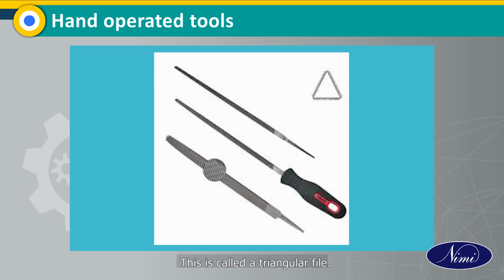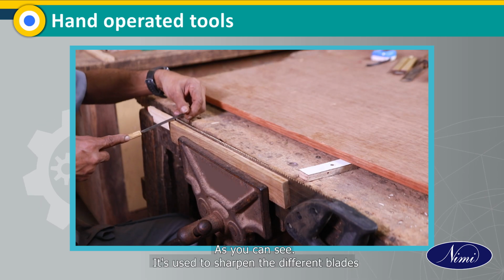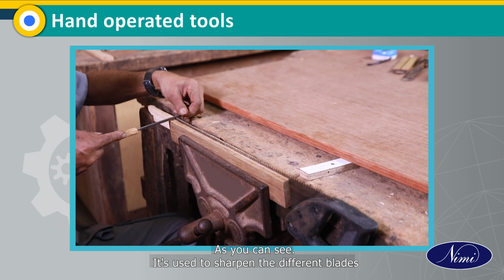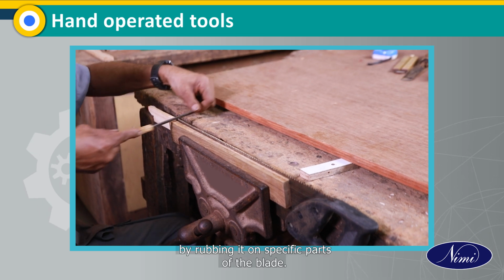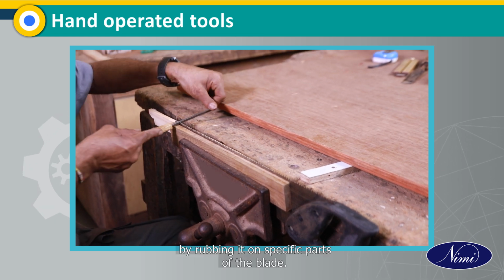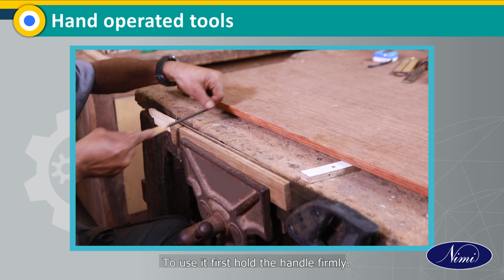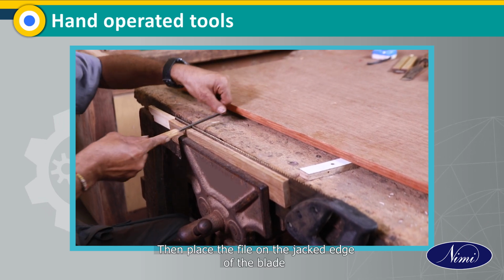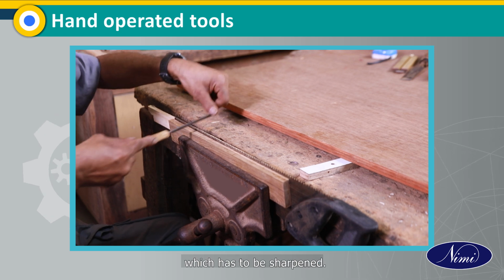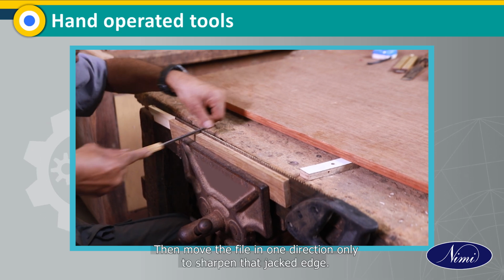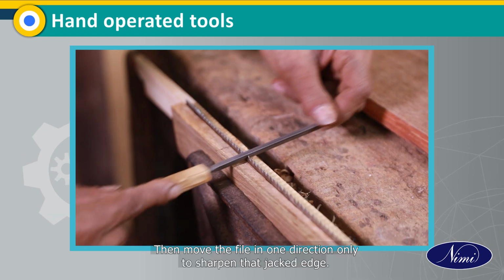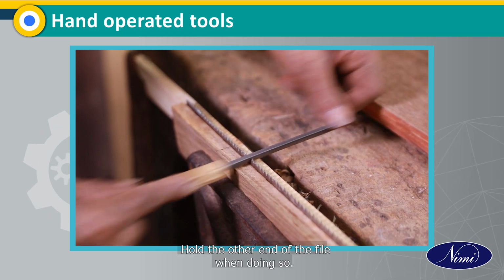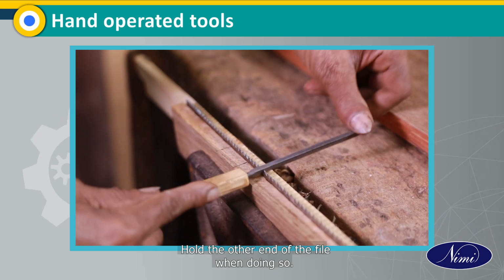This is called a triangular file. As you can see, it's used to sharpen the different blades by rubbing it on specific parts of the blade. To use it, first hold the handle firmly. Then place the file on the jagged edge of the blade which has to be sharpened. Then move the file in one direction only to sharpen that jagged edge. Hold the other end of the file when doing so.